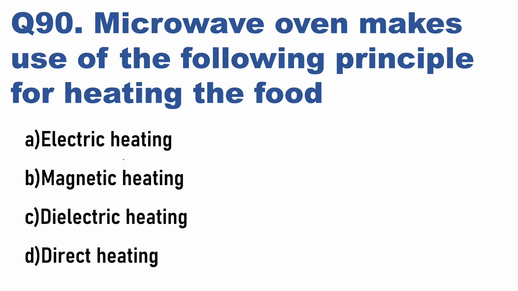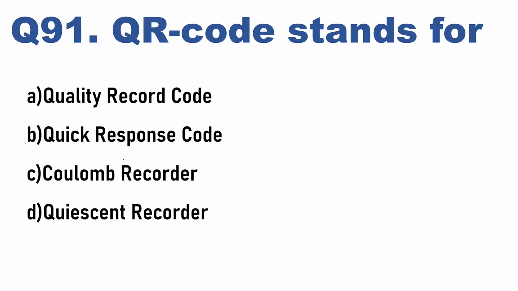Microwave oven makes use of the following principle for heating the food. So in a microwave oven, we know that microwave energy is used, which is given by a magnetron, to make the food hot. The process which is used for heating the food is called dielectric heating. So option C is the right answer here, dielectric heating. Then we'll go to the next question.